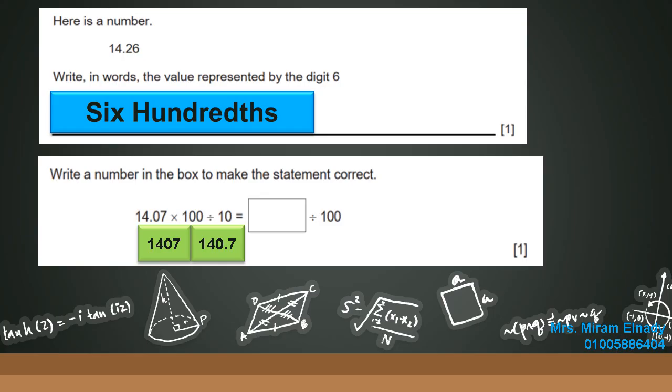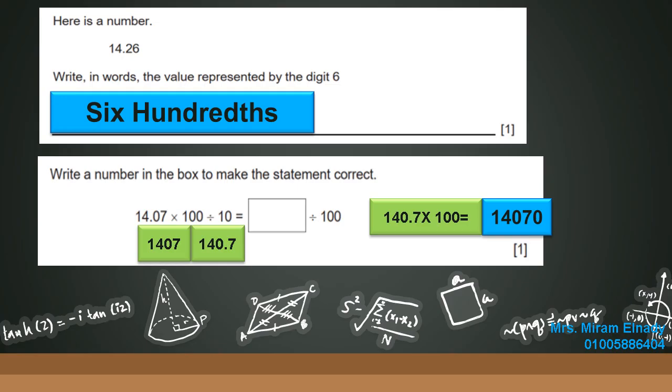In this case, we are going to use inverse operation. We have here divided by 100, so we will multiply our number by 100. So 140.7 times 100. When multiplying by 100, we have two zeros, so we are going to move the decimal point 2 steps to the right. So the final answer will be 14,070. Remember, you have to write the answer in the correct places to take the mark. So 14,070.